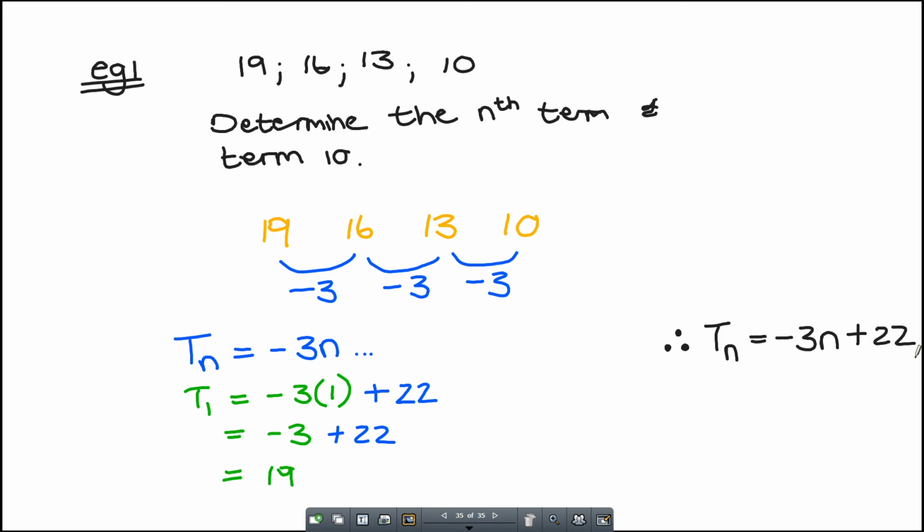Then they also asked me to get term 10. So term 10 would then be minus 3 times 10 plus 22. And that gives me how much? Good. So minus 8. Any questions? You guys good? So it's exactly the same as what we had previously. It's just not in the form of a table anymore.